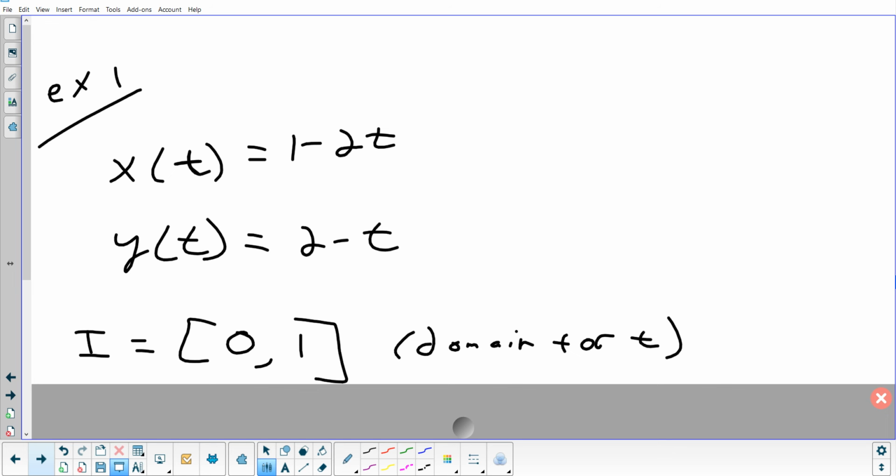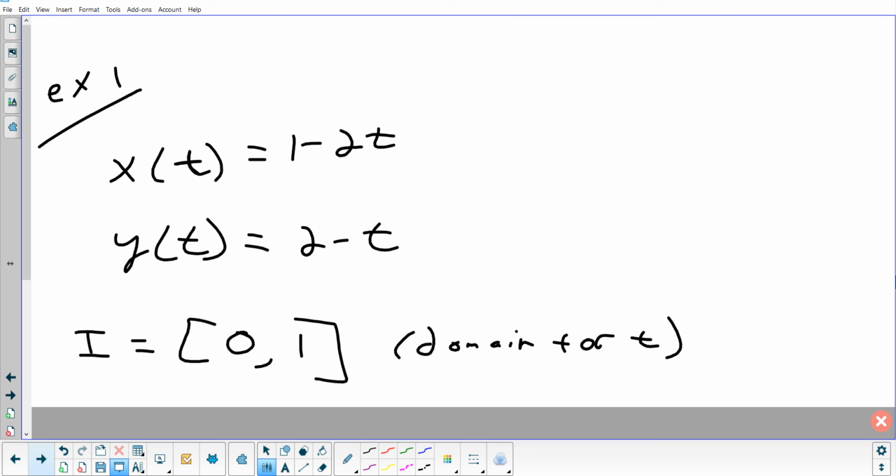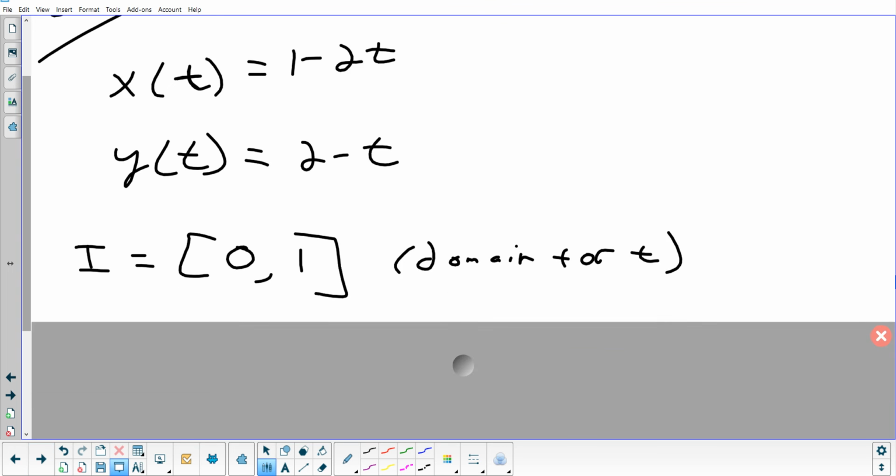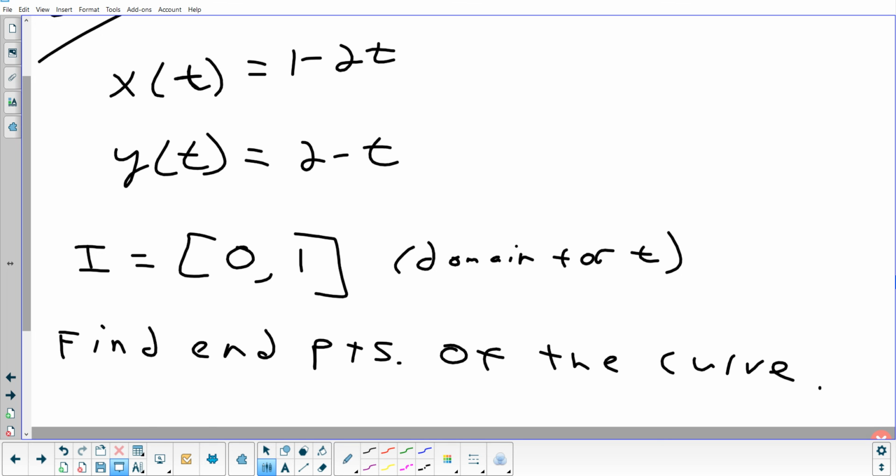So here's the formula that's generating the x values, 1 minus 2t. Here's the formula that's generating the y's, 2 minus t. And here's your interval. This is the interval for the parameter. It's what t is allowed to go from and to. From this to this. Okay, find the endpoints of the curve.